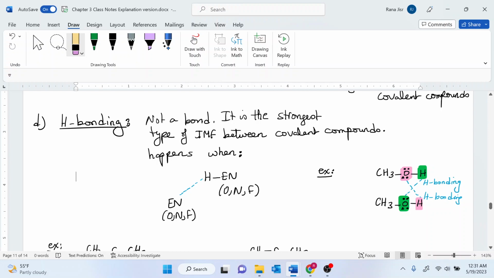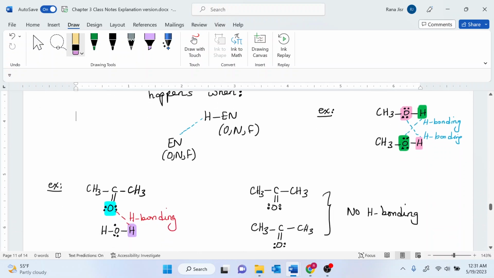So if you have two methanol molecules in solution, they will exhibit hydrogen bonding, because the hydrogen bonding will be between the hydrogen in one methanol and the oxygen in the other. Here we do have two hydrogen bondings in there, two times the hydrogen bonding.